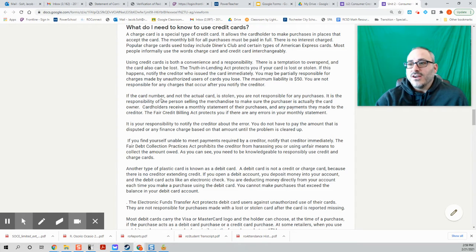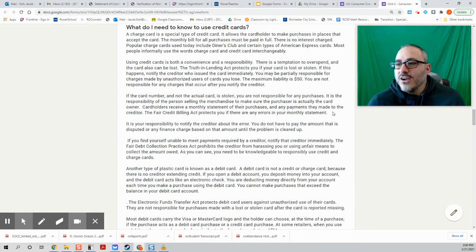If the credit card number and not the actual card is stolen, you're actually not responsible for any of the fraudulent purchases made. It is the responsibility of the person selling the merchandise to make sure that the purchaser is actually the card owner. Cardholders receive a monthly statement of their purchases and any payments they made to the creditor.